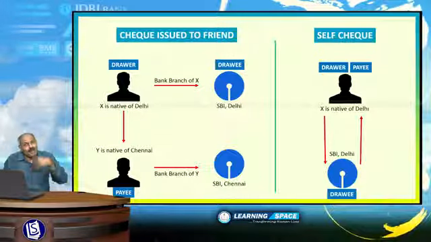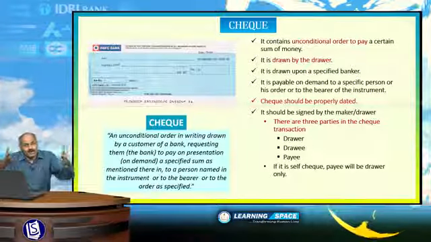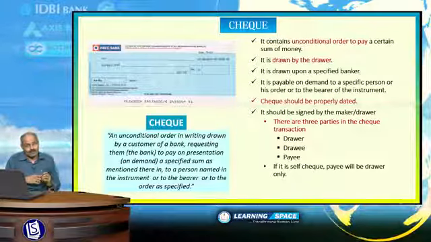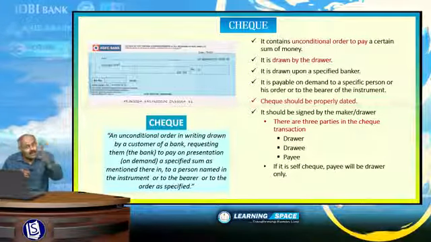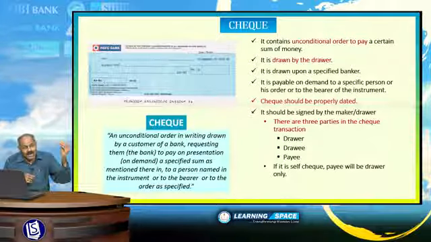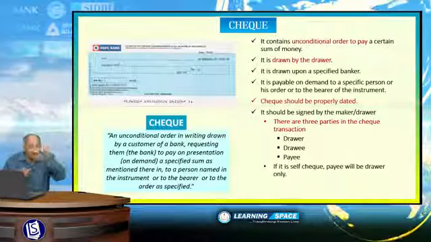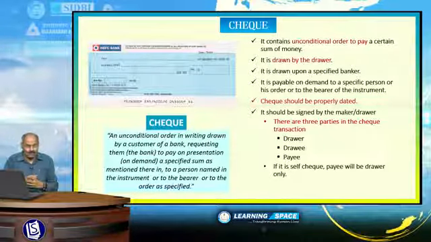Let us come back to this slide. What is meant by check? A check is an unconditional order to pay a certain sum of money. It is drawn by the drawer upon a specified banker, and here three parties are involved. The check should be properly dated, the amount should be clear, and it should be signed by the maker or drawer of the check. So, these are the properties of checks, right.